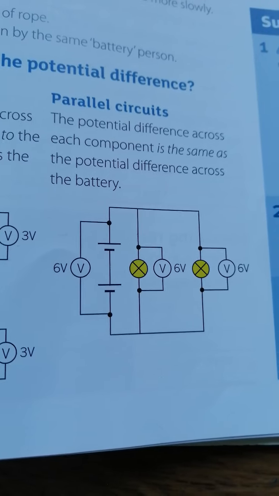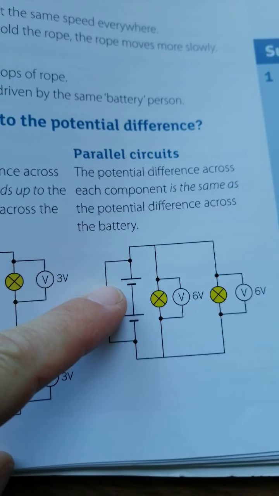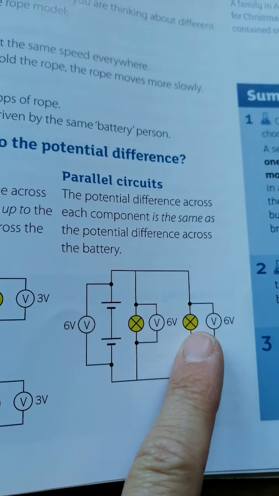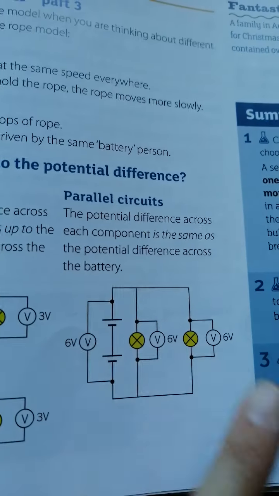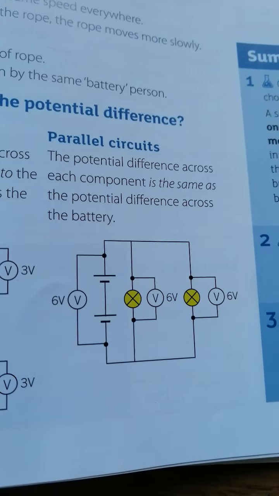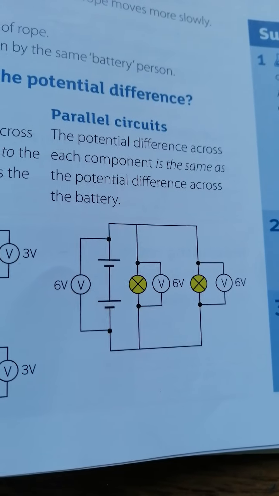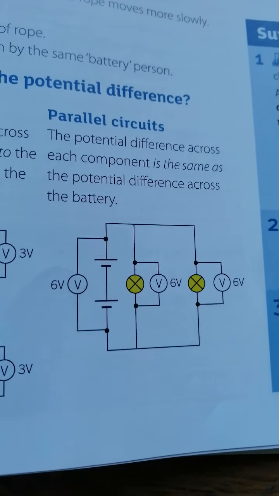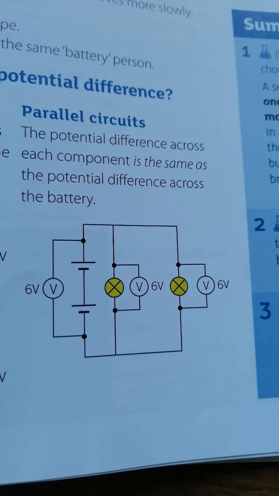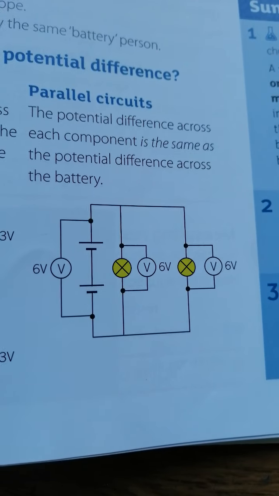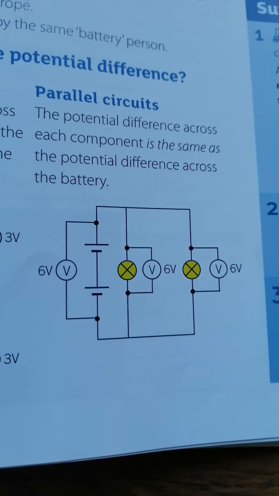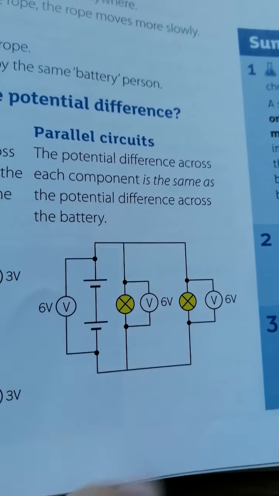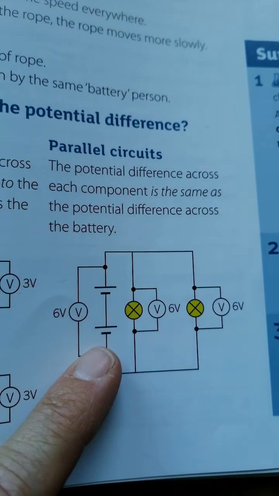In a parallel circuit, you can see from the diagram you have the battery here, and then you have one light bulb on one branch and another separate light bulb on a second branch. If you were to measure the potential differences in this circuit, you should notice that the potential difference for each component, so for each light bulb, is exactly the same as that for the battery. So our voltmeters should read exactly the same amount across the two light bulbs as they do across the battery or the power pack.